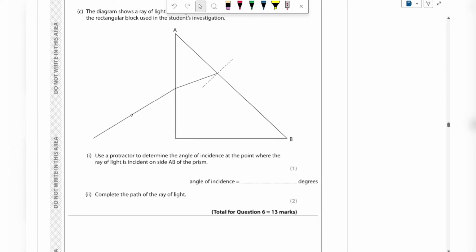Oh my life, you've got to use a protractor here. So use a protractor to determine the angle of incidence at the point. In other words, you're measuring this angle there. Do that with a protractor, and hopefully you will get 24 degrees. Complete the path of the ray.